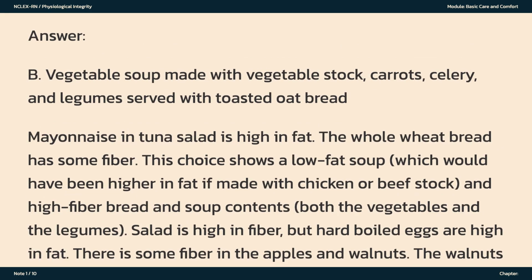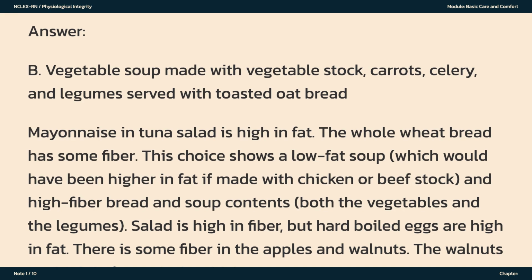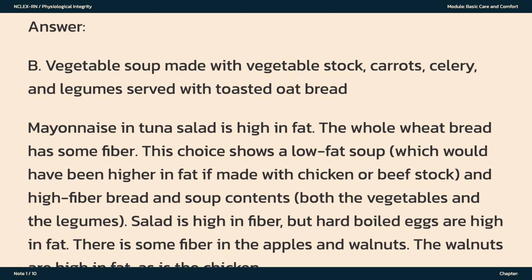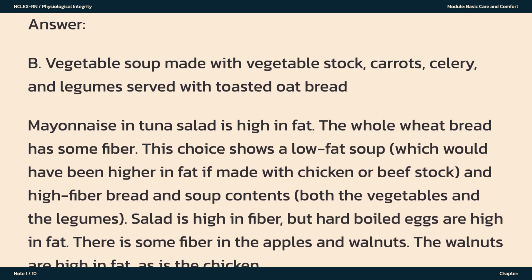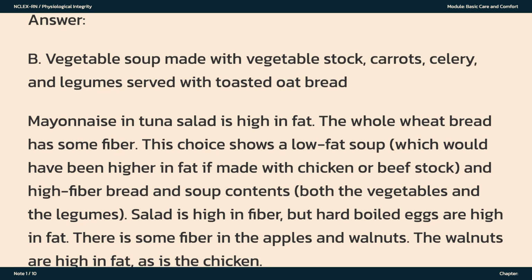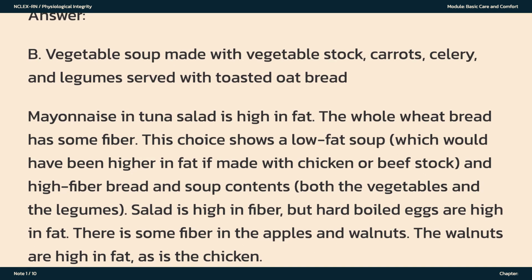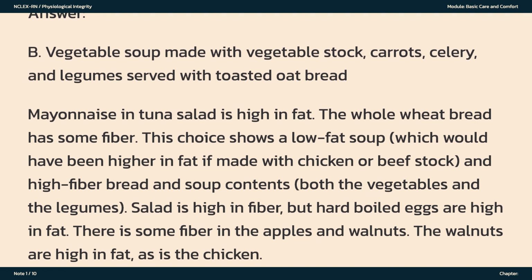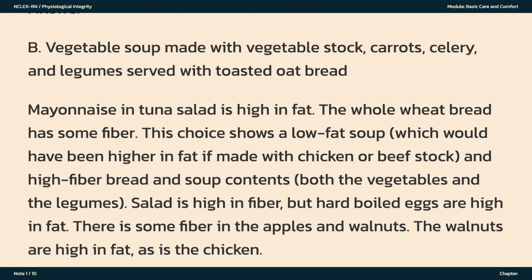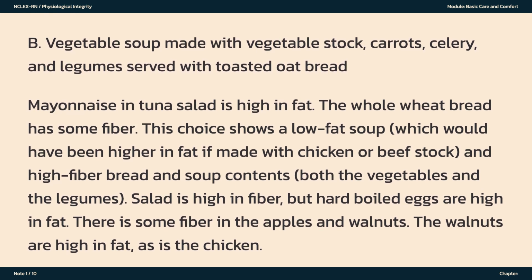The answer is B. Vegetable soup made with vegetable stock, carrots, celery, and legumes served with toasted oat bread. Mayonnaise in tuna salad is high in fat. The whole wheat bread has some fiber. This choice shows a low-fat soup, which would have been higher in fat if made with chicken or beef stock, and high-fiber bread and soup contents, both the vegetables and the legumes. Salad is high in fiber, but hard-boiled eggs are high in fat. There is some fiber in the apples and walnuts. The walnuts are high in fat, as is the chicken.